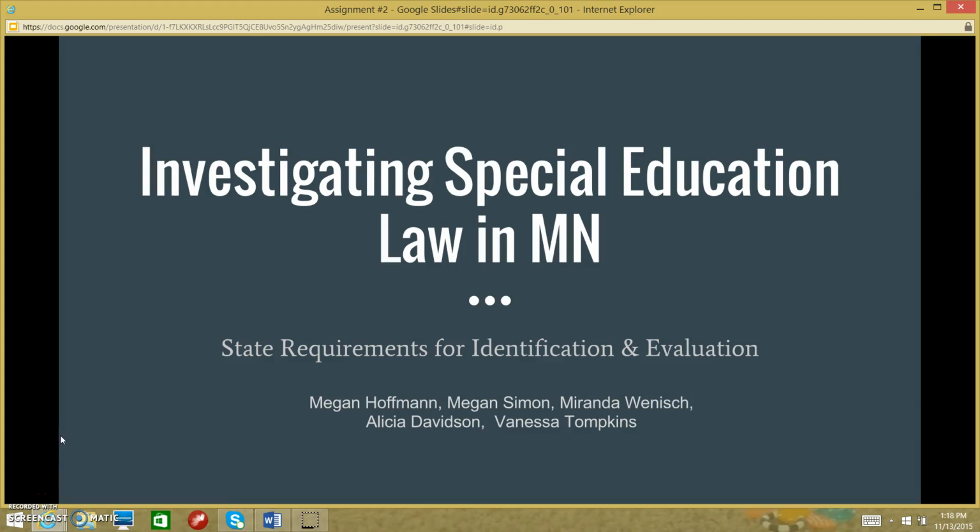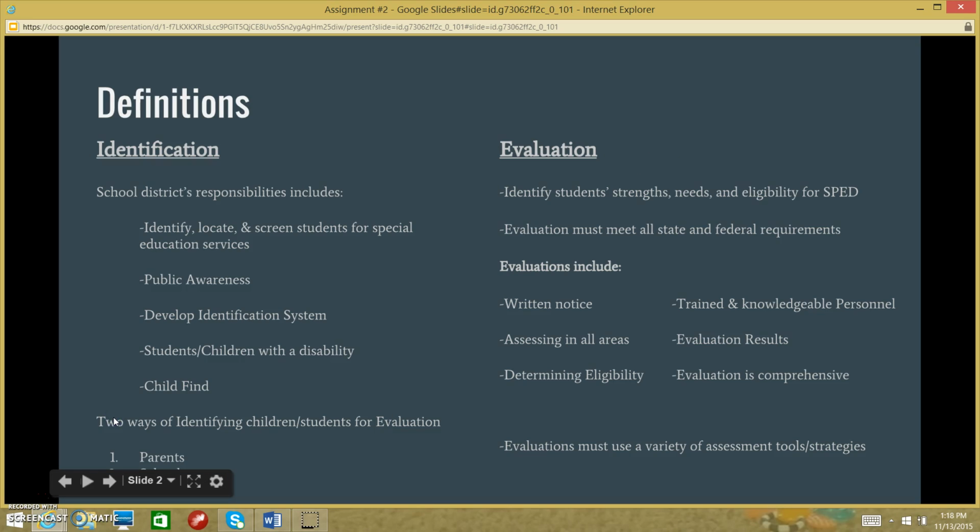Investigating Special Education Law in Minnesota. The state requirements for identification and evaluation. I would like to start by explaining how Minnesota defines identification and evaluation.